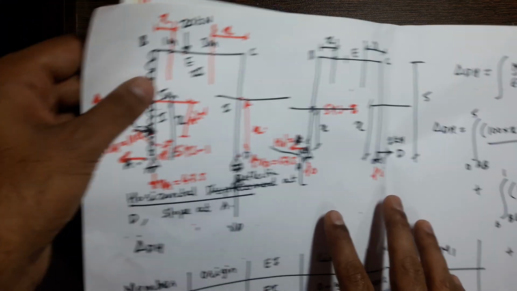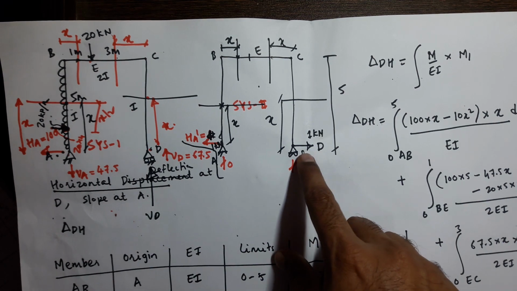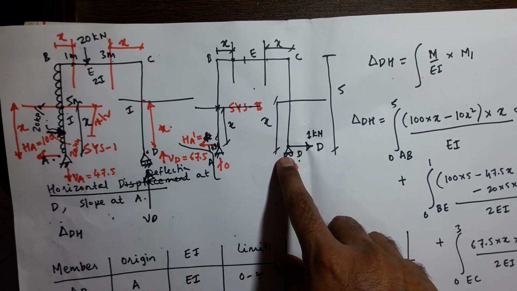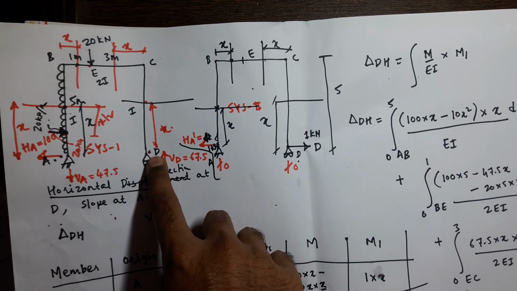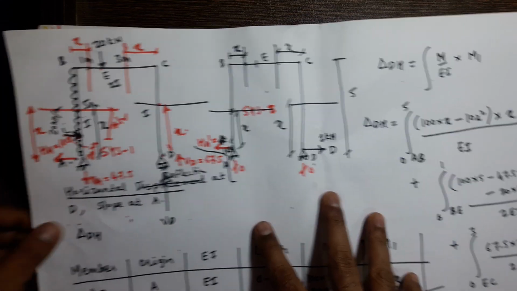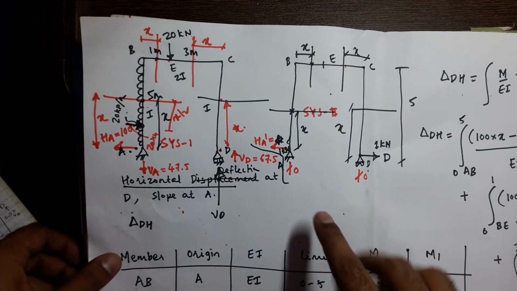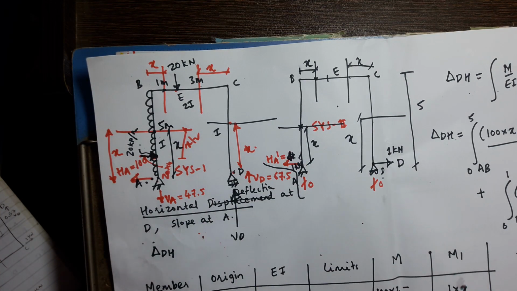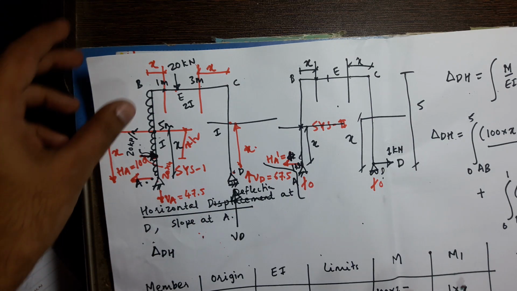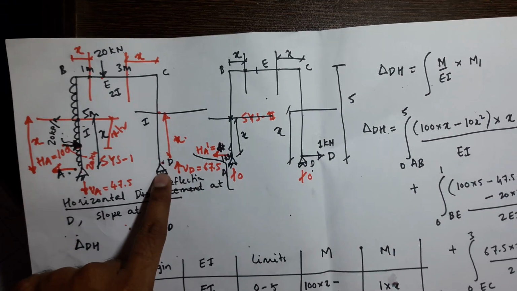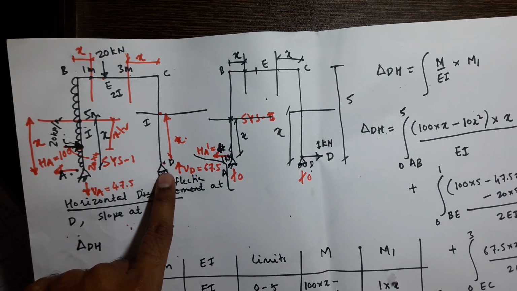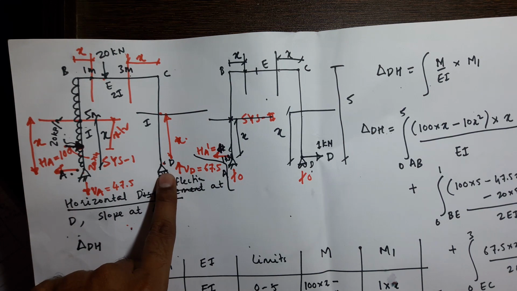For that we applied a horizontal unit load at D to find the horizontal deflection at D. So we have a system 1. In system 1, the same structure will be there and you have to show the given loading. System 2 is for the calculation of the horizontal deflection at D.